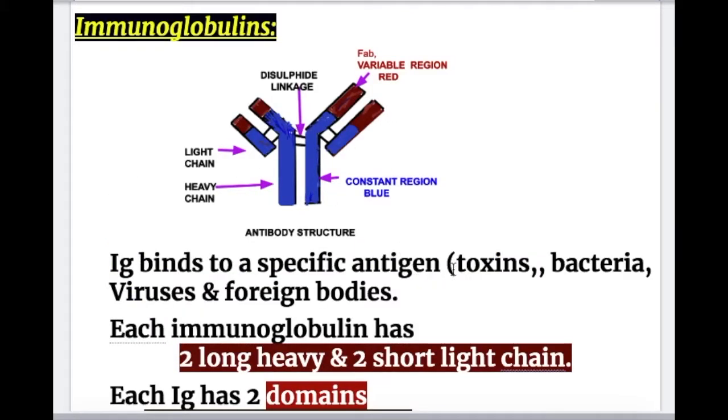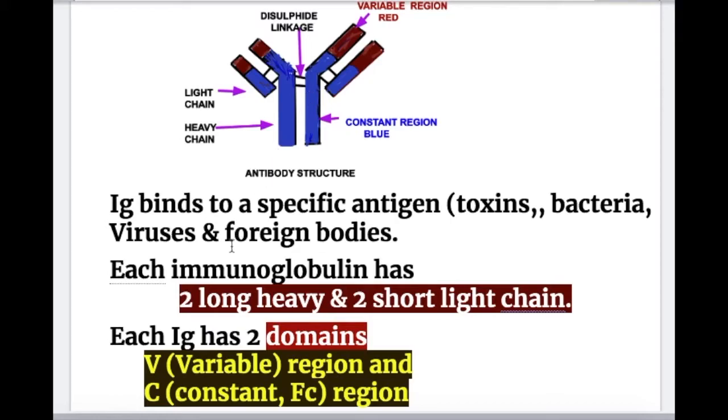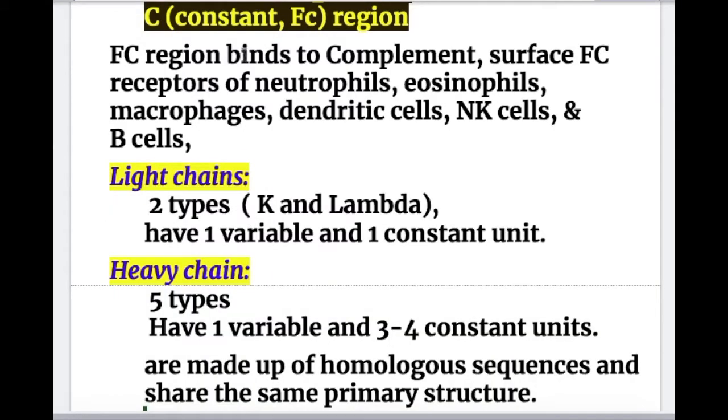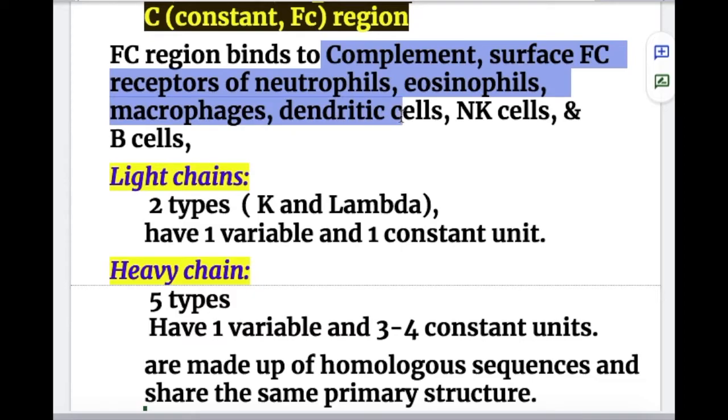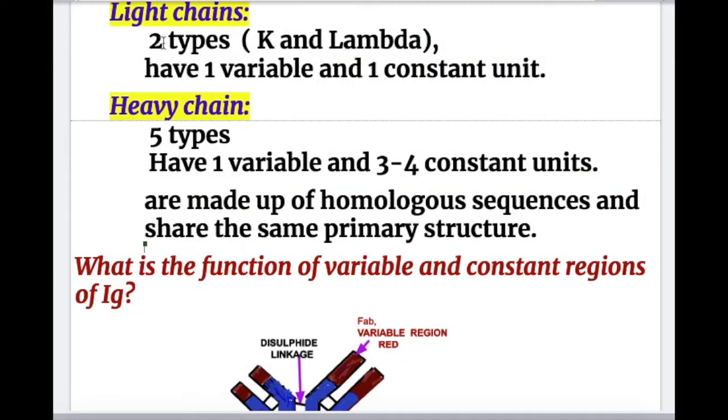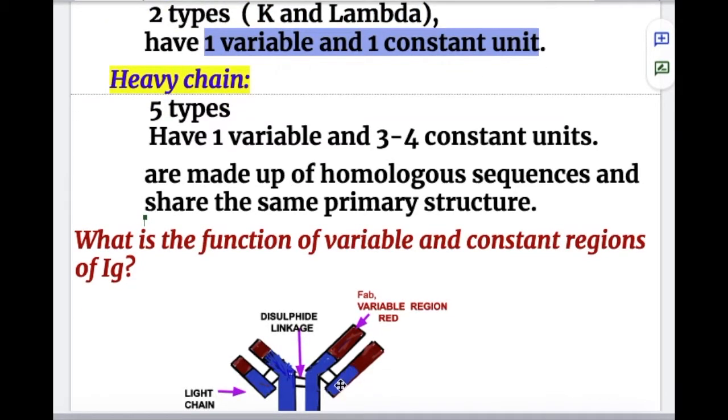Immunoglobulins bind to specific antigens, toxins, bacteria, viruses, and foreign bodies, and each immunoglobulin has two long heavy chains and two shorter light chains. Each immunoglobulin has two domains, a variable region and a constant region. Variable is shown in red color and constant in blue, and the variable region of the heavy and light chain, or long and short chain, has the Fab or antigen binding sites. The constant region binds to complement and surface Fc receptors of the neutrophils, eosinophils, macrophages, dendritic cells, NK cells, and B cells. The light chains are of two types, kappa and lambda, and have one variable and one constant unit. This is a variable unit and this is the constant unit.